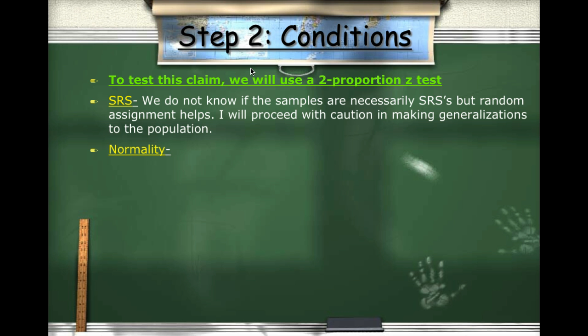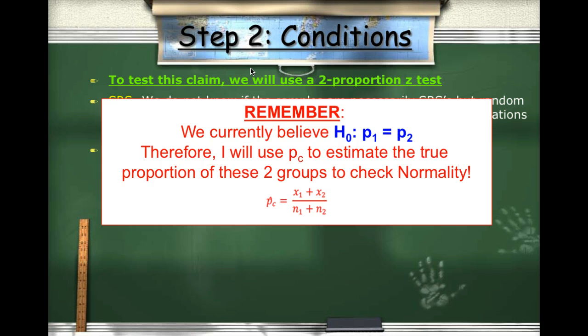Okay, you might want to come back and read or watch this one a couple times because this is a really big important point. To check normality of significance tests, remember, we currently believe the proportions are equal to each other. We believe that until we are proven wrong. I'm holding on to that fact.